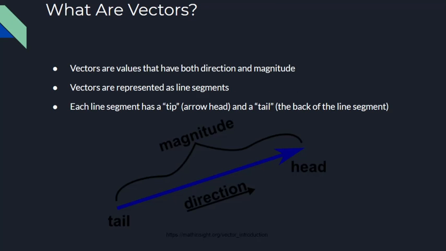So what are vectors? Vectors are values that have both a direction and a magnitude. Vectors are represented as line segments. Each line segment has a tip, which is represented with an arrowhead, and a tail, which is represented as the back of the line segment.